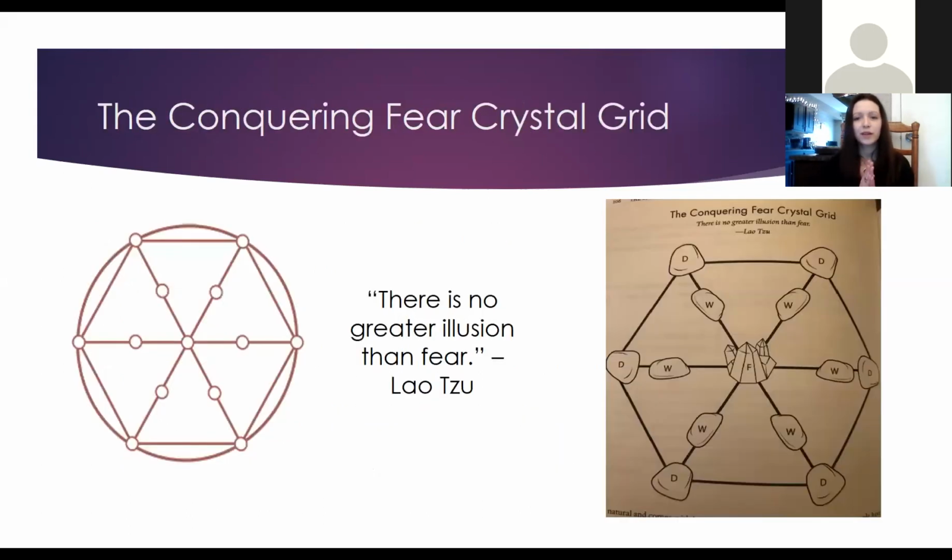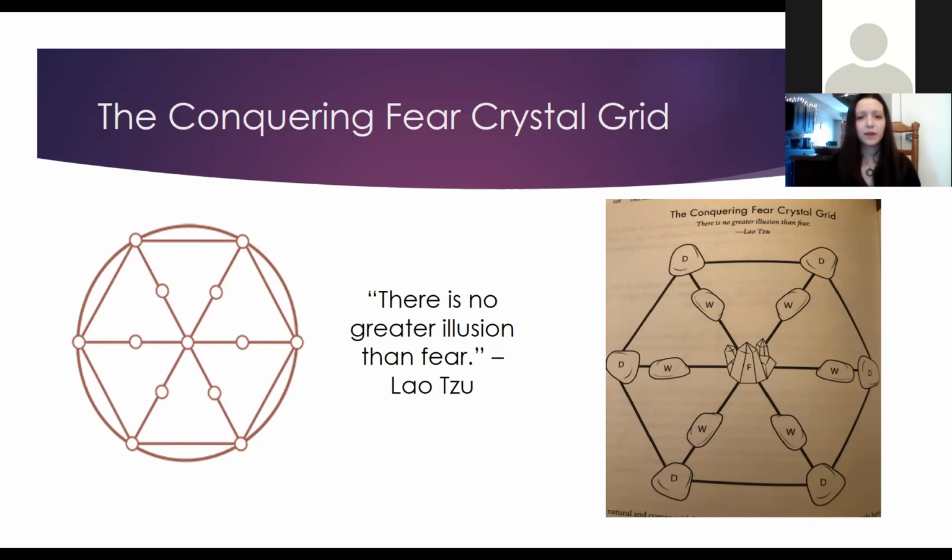Okay, so this one, I love this. I think it's so cool in this book. They put quotes for each grid, and I love that. You can say the quote. This one is Conquering Fear, the Conquering Fear Crystal Grid. The quote is by, and forgive me if I butcher this name, Lao Tzu, I'm going to say: There is no illusion greater than fear. So this crystal grid is going to help us clear out, just what I was saying, any fear, any limiting beliefs, so that we can attain what it is we are searching for, we are looking for, we are desiring.